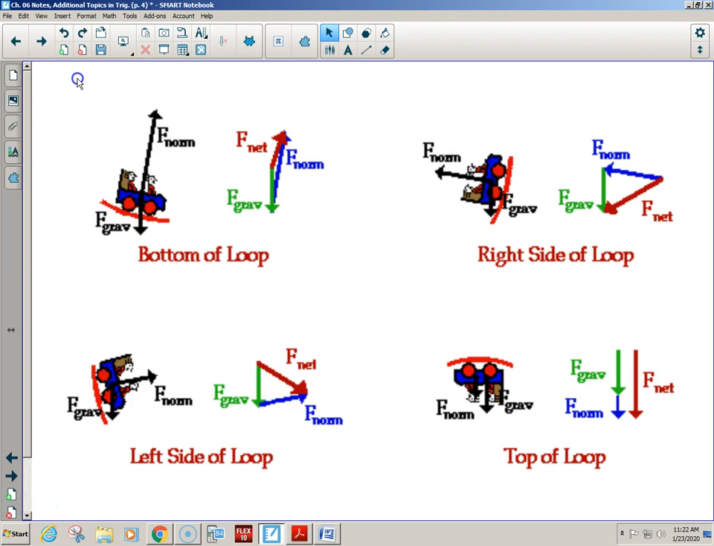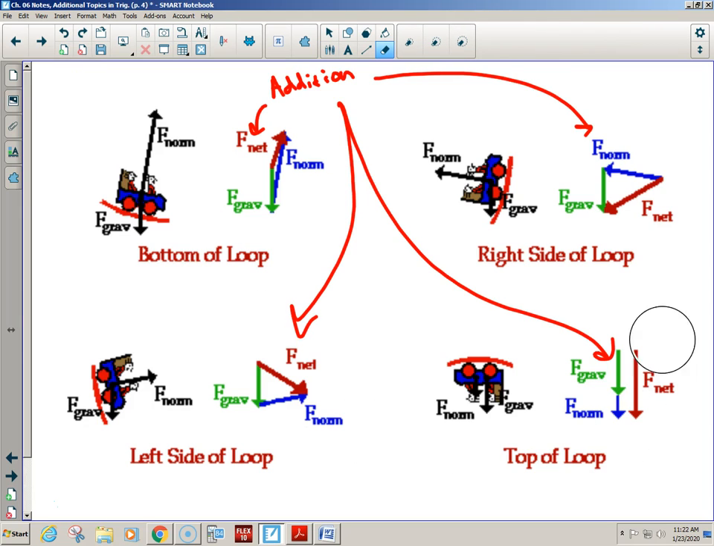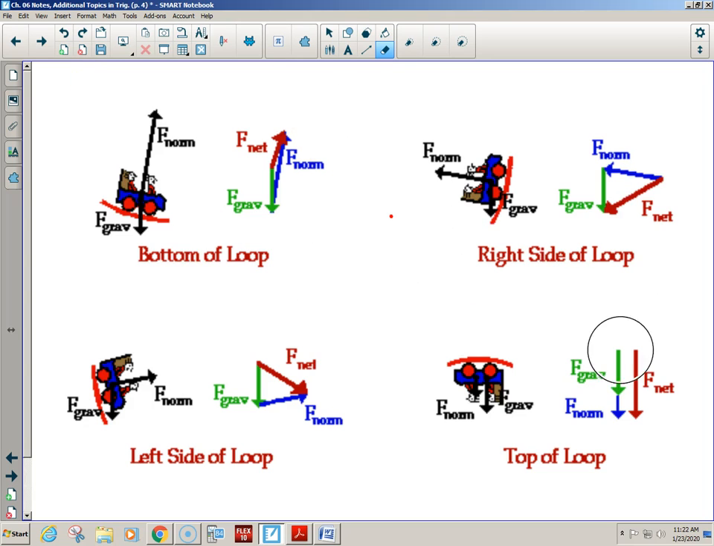If they're working together, I can just line them up. I see addition here, I see addition here, I see addition here, and I see addition here. These are showing me additions. Additions of what? What does GRAV stand for? Gravity. Additions of gravity and what? What's NORM?